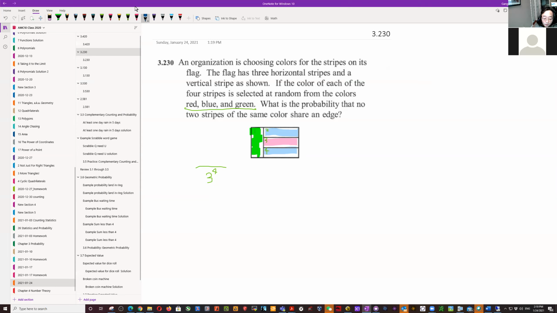So one of the colors will be on 2 and 4. The other 2 colors will share 1, 3. That's the only possible way to have no color sharing the same edge. So let's say that blue is on the 2, 4 positions, and on 1, 3, there are 2 possible ways, either green, red, or red, green. So that's for 1, 3.